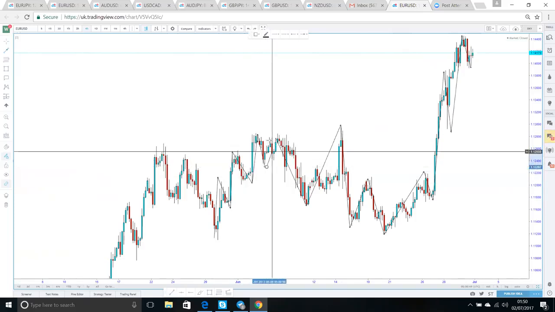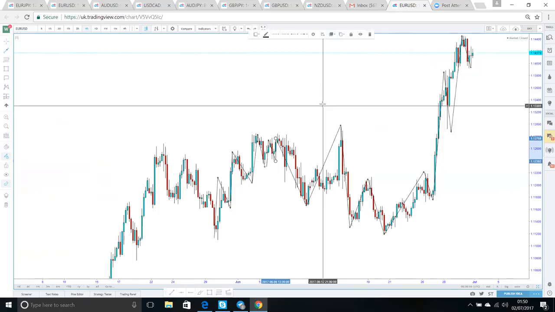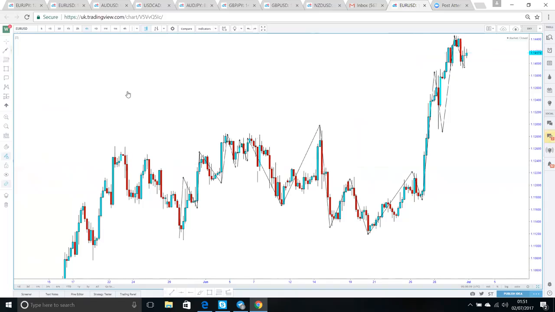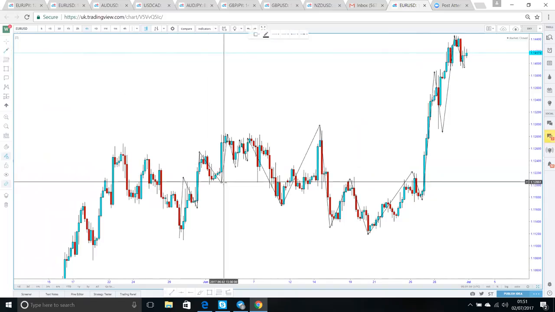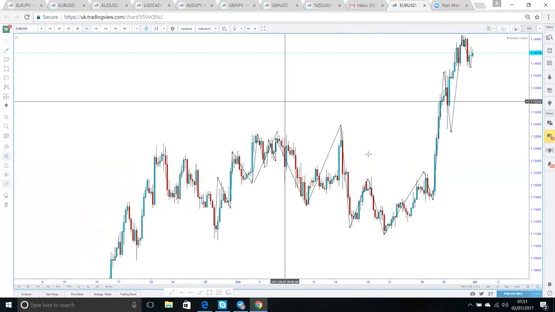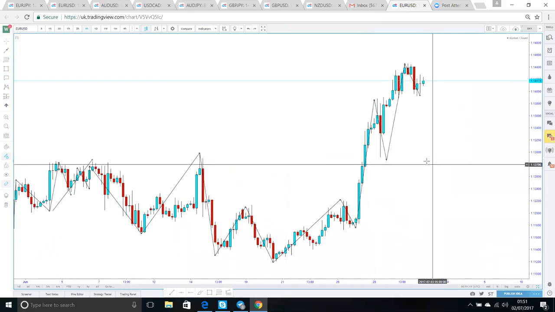And then, guys, you also have this minor structure in between. Can you see this? But remember, guys, when you're identifying the structure on H4, the easiest thing is to identify the major point of reaction levels. That's it. The minor structure is the structure on an H1. So major structural levels, guys.